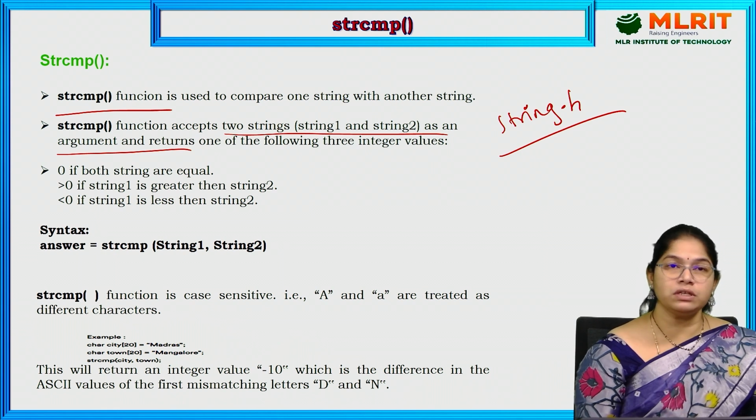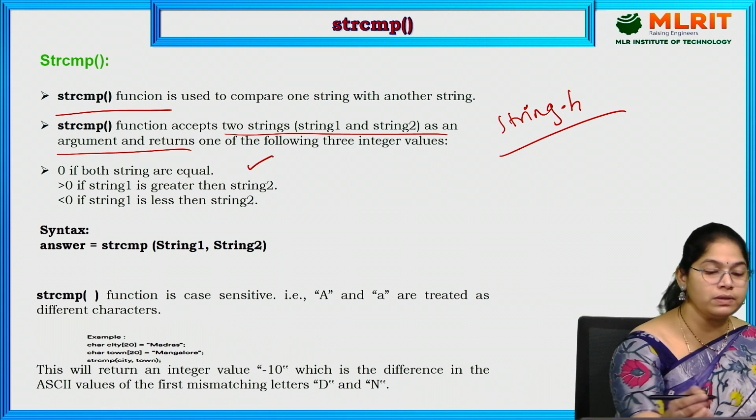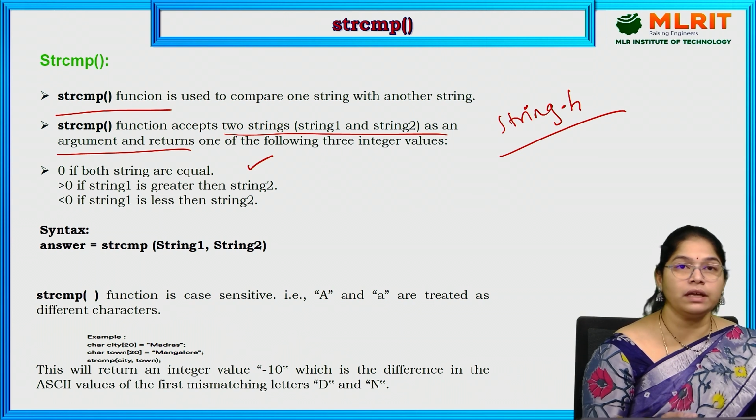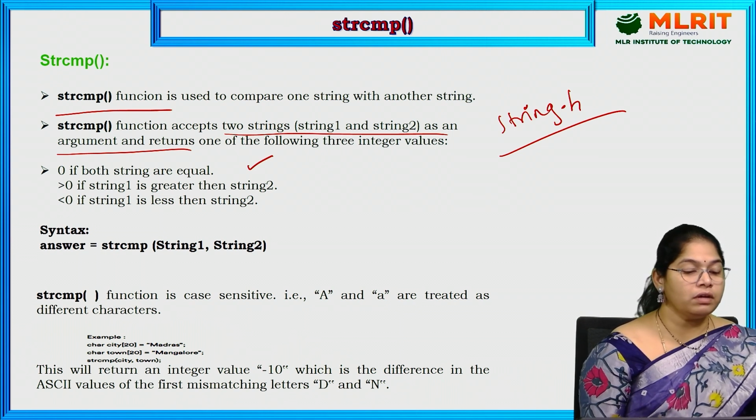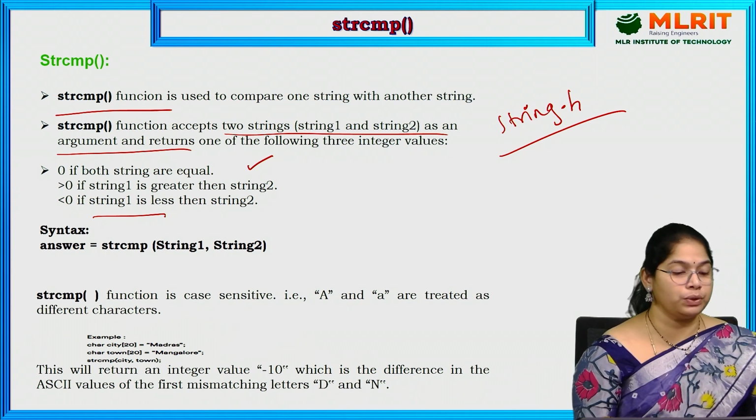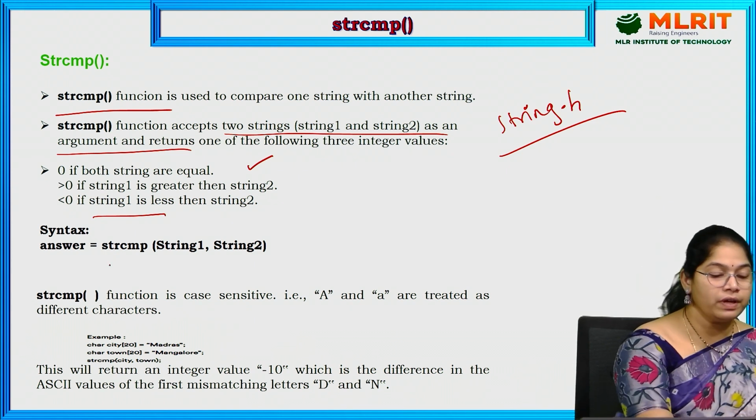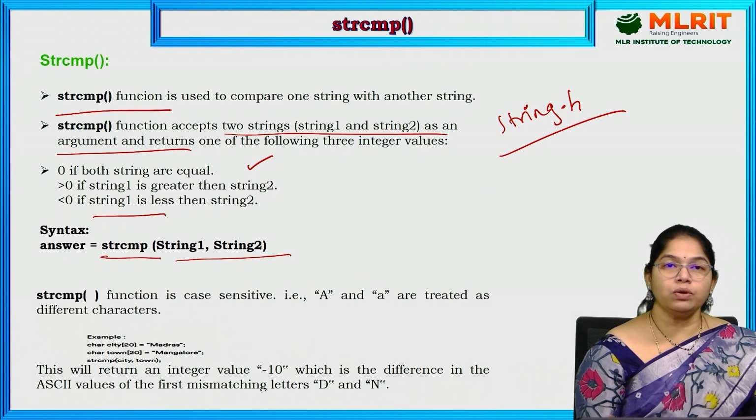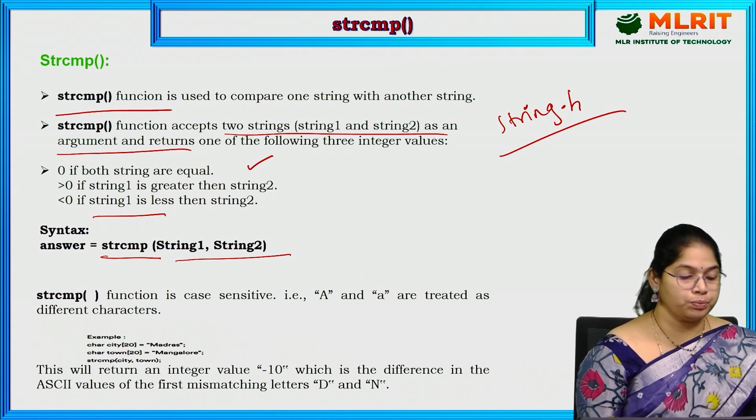If both the strings are equal, it returns the value as 0. If one string is greater than the other string, then it is greater than 0. If it is less than 0, it means string 1 is less than string 2. The syntax is strcmp(string1, string2), because it takes two arguments.